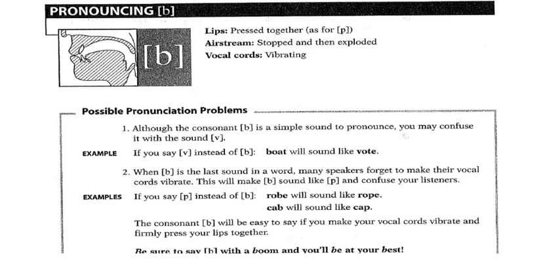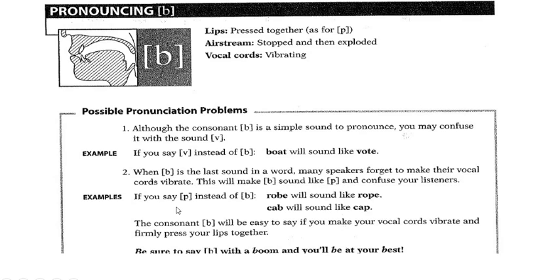Okay, people, you need to pay attention to this and be careful when you pronounce these words or any other word because they sound similarly. When b is the last sound in a word, many speakers forget to make their vocal cords vibrate. This will make b sound like p and confuse your listeners. So people, that is why it is important to know the concept of voicing. Voicing: when a sound vibrates and when it doesn't vibrate.